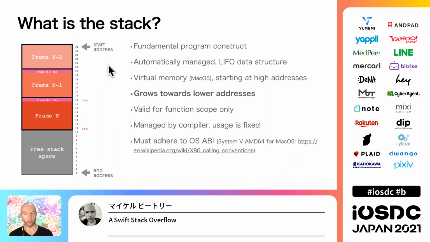Now, the stack is 100% managed by the compiler, and its usage is fixed. There is very little reason to change that. And function calls from the stack must adhere to the OS ABI, which in the case of macOS is System V AMD64. So for this talk, I will be using macOS for all of my examples.